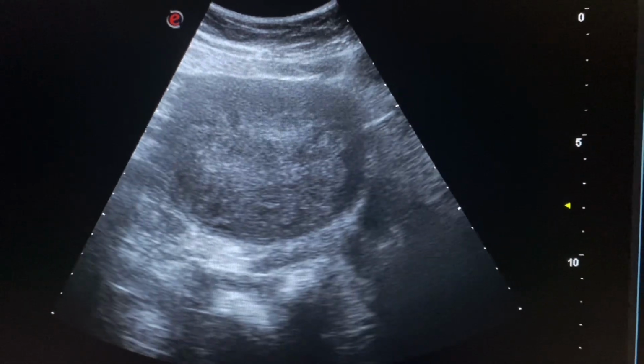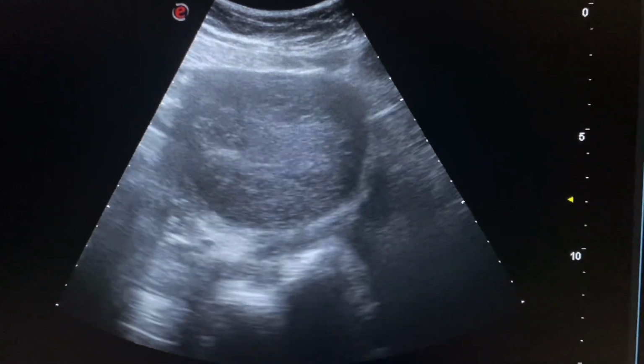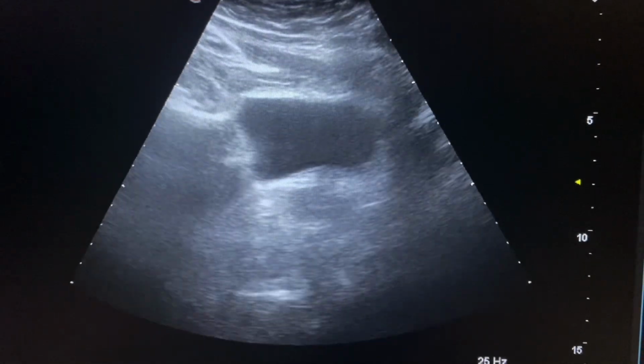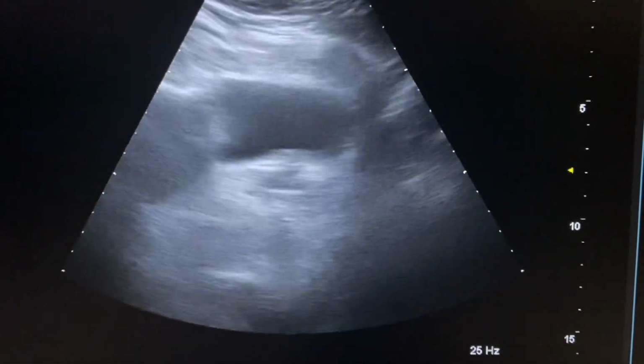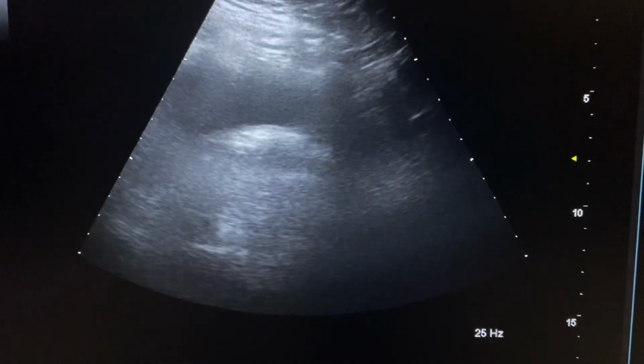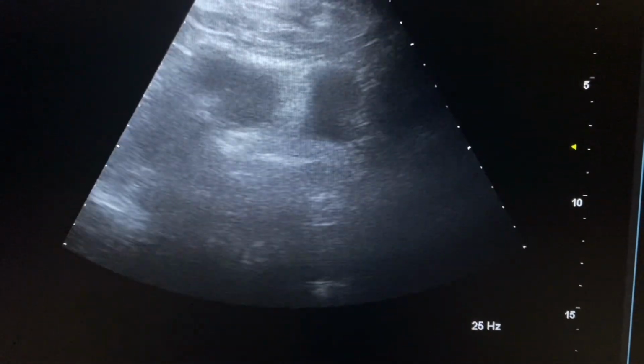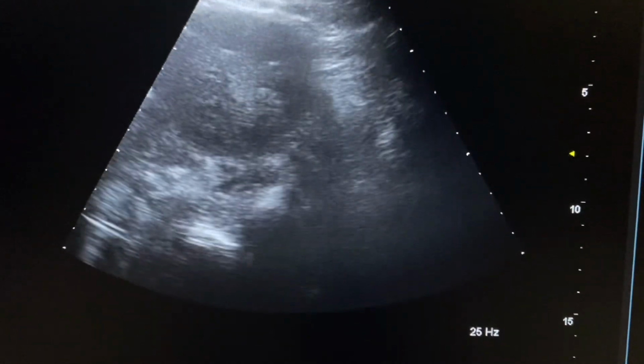A 43-year-old female presents with a complaint of pain in the lower abdomen or pelvis, with painful micturition and urgency. She cannot hold her urine for a long time.